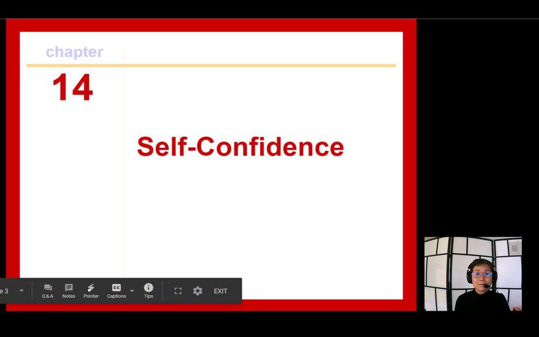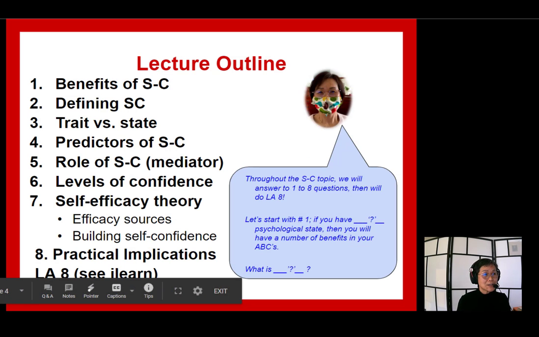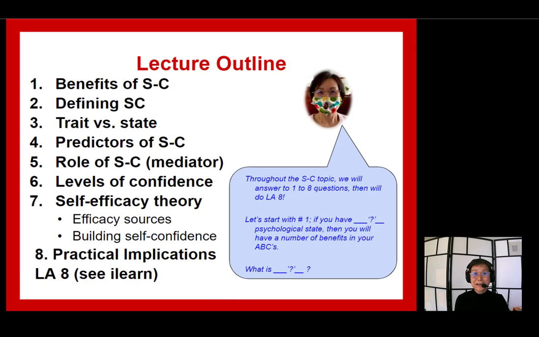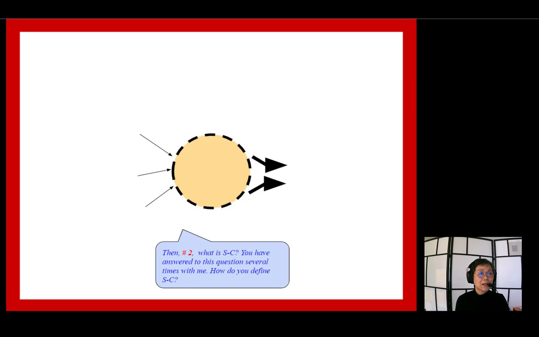All right, the outline of the lecture today will be 8 topics, only 8. So you will see how fast I can move with this. We will start with the benefits, and then we will end at number 8, practical implications. Then you will do a lab activity through island. Okay, so let me start with number 1.